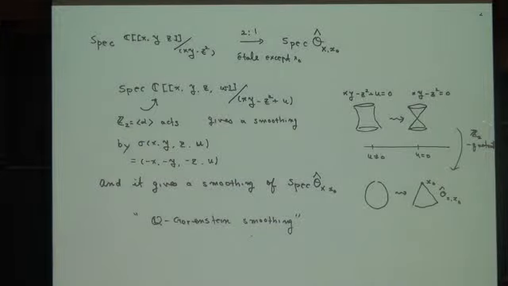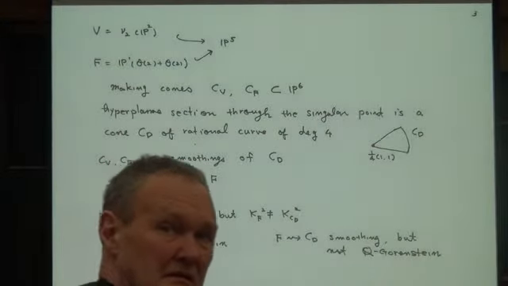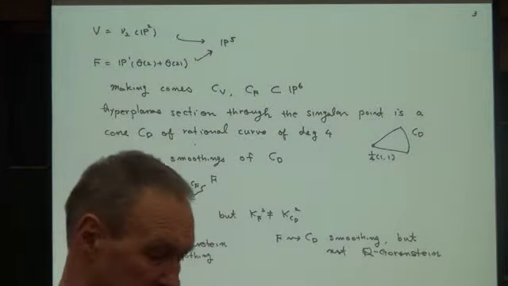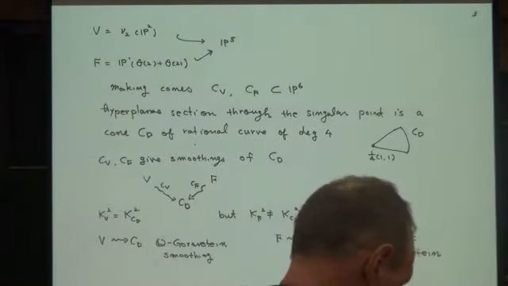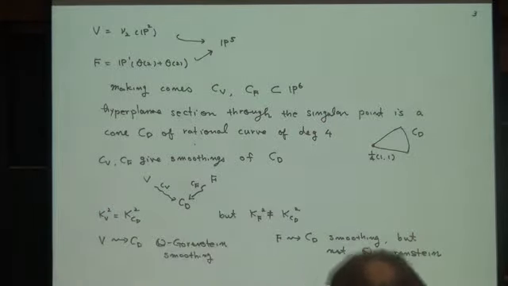Here I would like to say that these smoothings are coming from the quotient of this index 1 cover, and it gives us a smoothing, and in fact in this case this is a Q-Gorenstein smoothing. So now let me explain again more about this Q-Gorenstein smoothing.